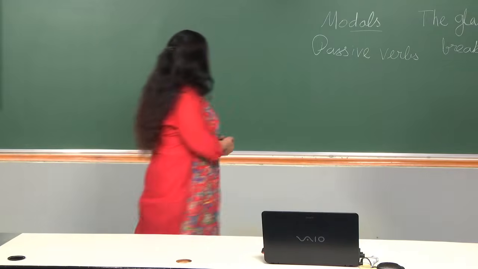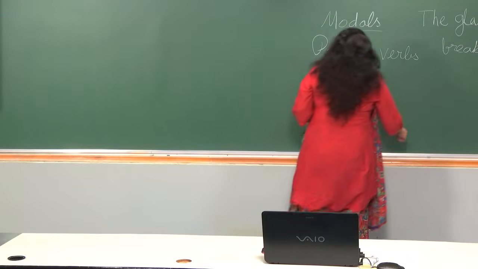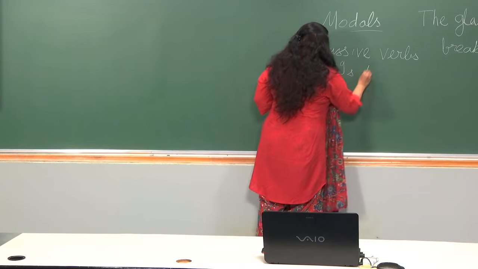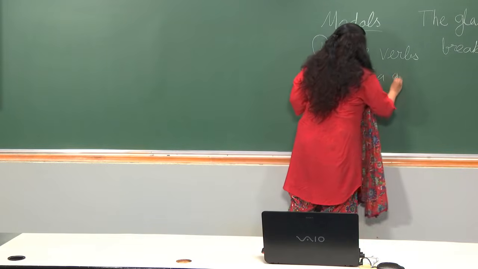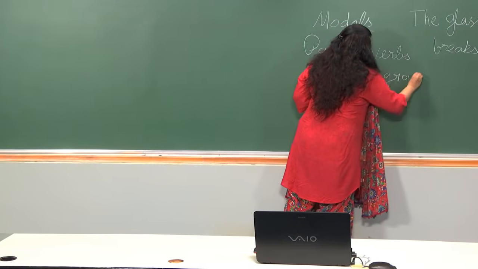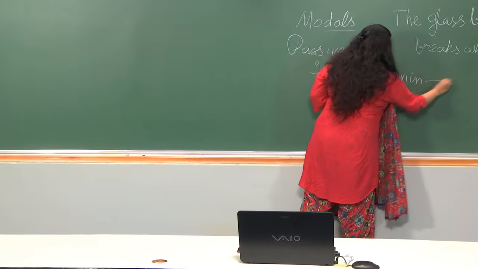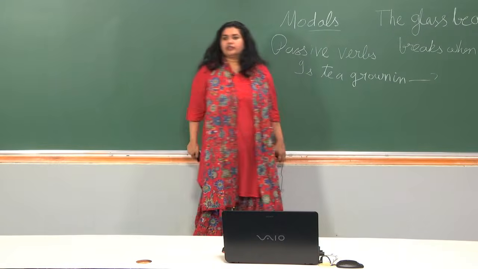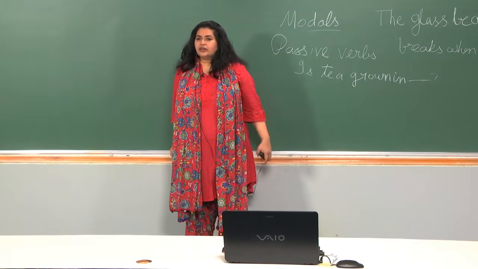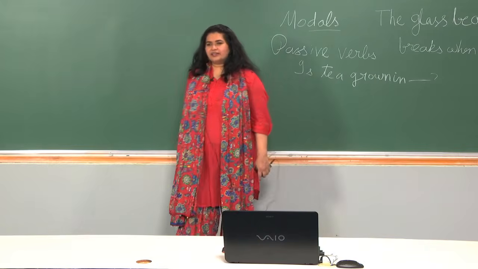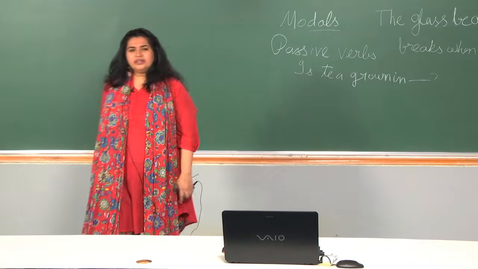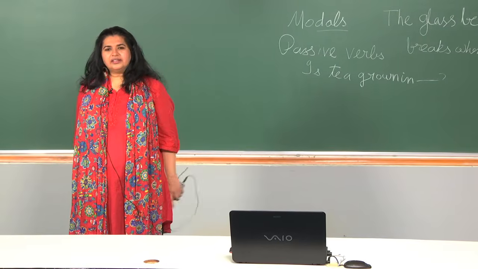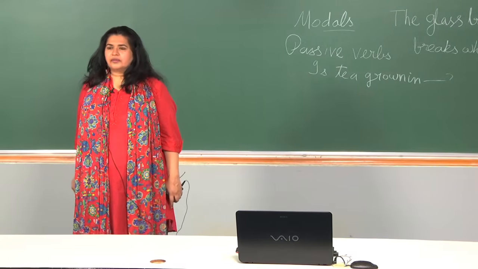Is tea, you see, look at the sentence: is tea grown in, and whatever state you want to fill in. Is tea grown in? Do they grow tea? That is active. Is tea grown in by the people of so and so state, by this state, it becomes a passive.